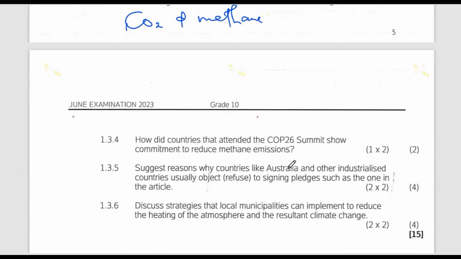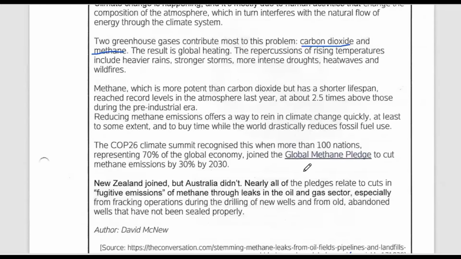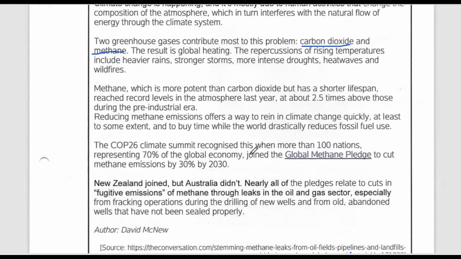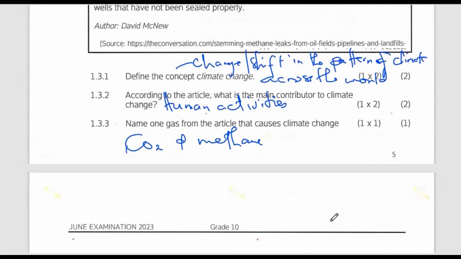Number 1.3.4 says, how did countries that attended the COP26 summit show commitment to reduce methane emissions? The countries that attended that summit on climate change, they showed commitment towards reducing their methane levels. It talks here on the economies that joined the global methane pledge to cut methane emission by 30%. So here is where we are getting our sense of commitment from the text.